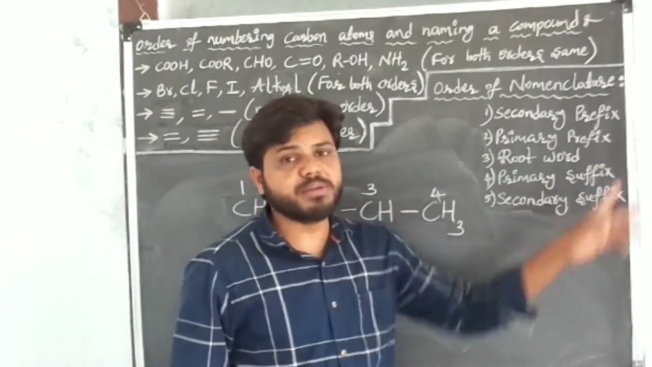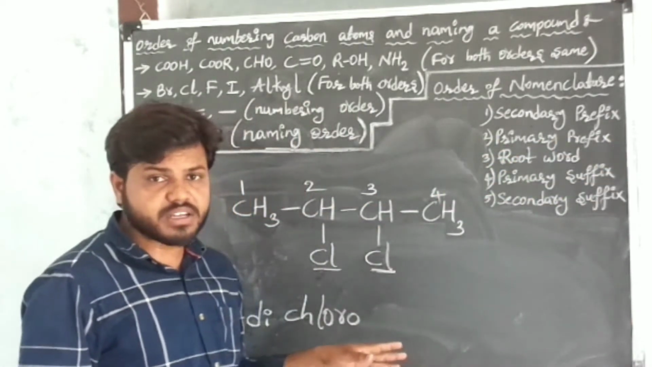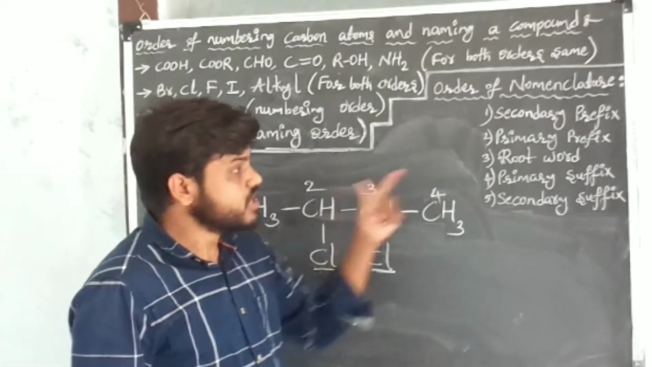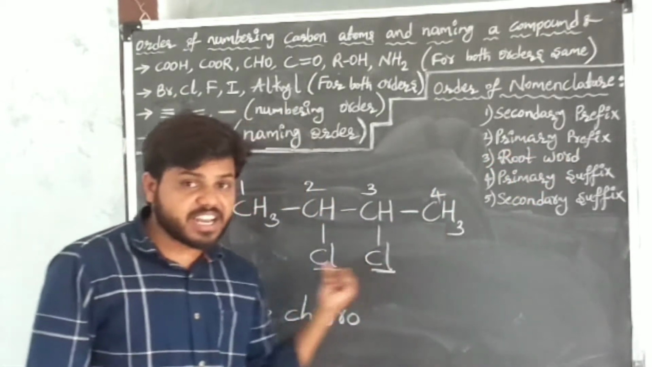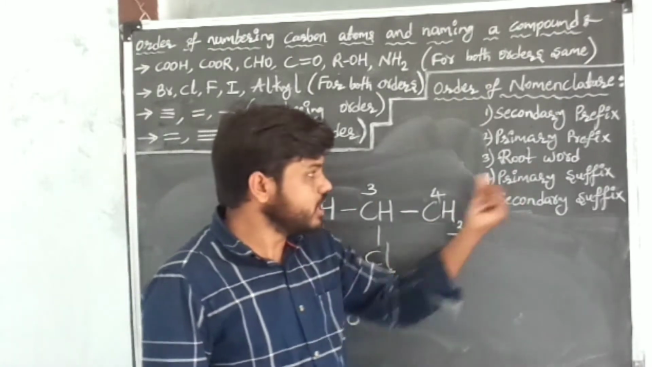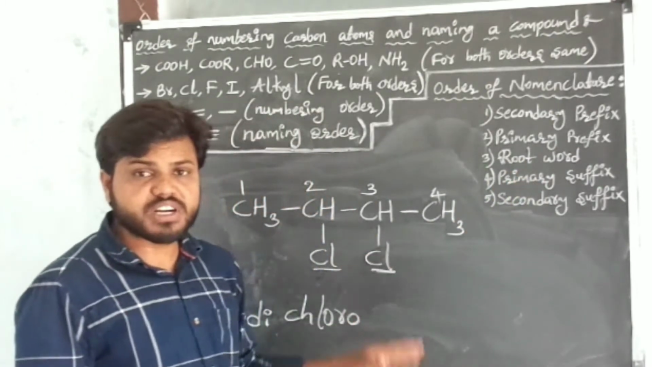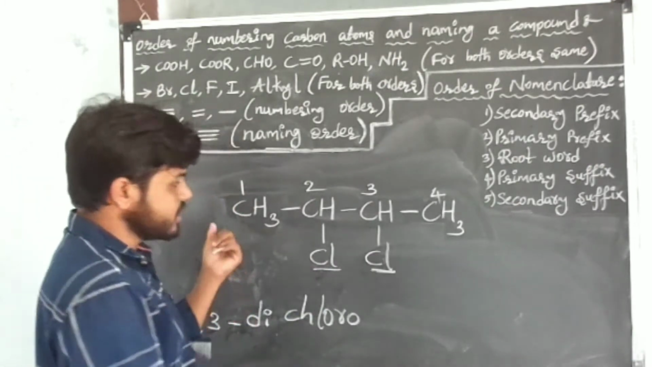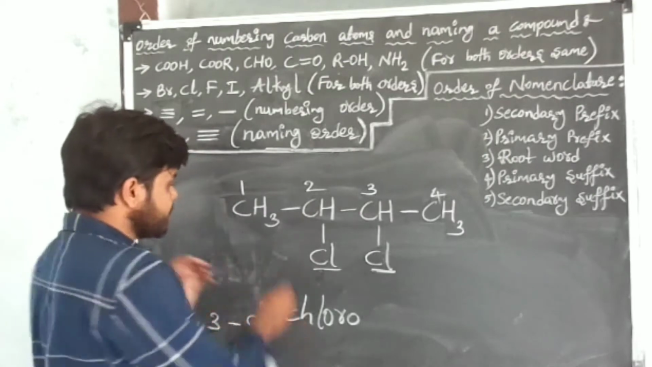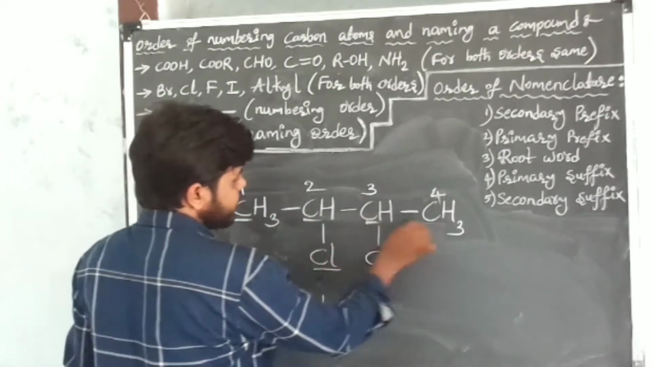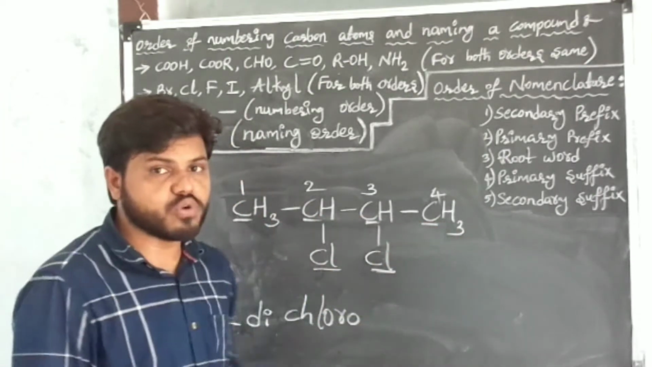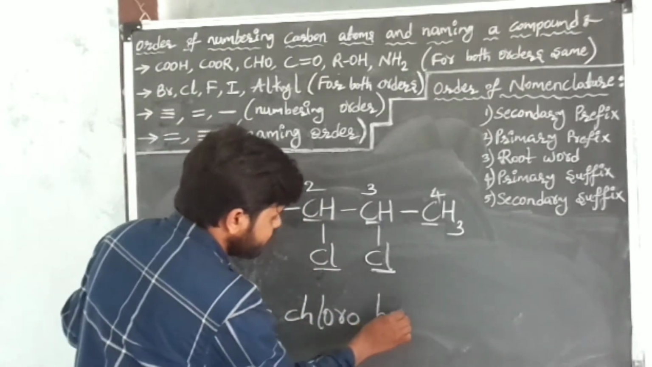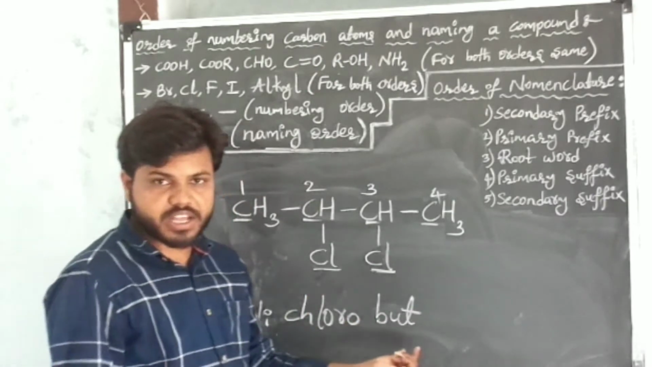Now go to the primary prefix. Primary prefix here means cyclic. Cyclic is not present in the given carbon compound. Then go to the root word. Root word means the number of carbon atoms. In the given carbon compound, 4 carbon atoms are there: 1, 2, 3, 4. The root word of 4 carbon atoms is but. I have written the root word.